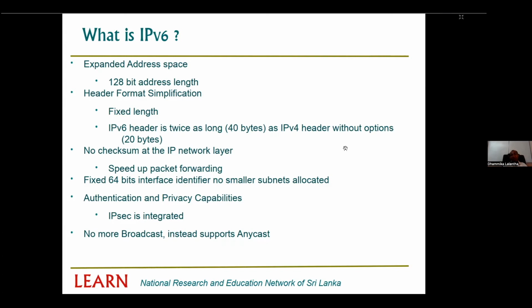So as a temporary solution, we were using network address translation to mitigate the IP address space shrinkage. But IPv6 is a permanent solution for that problem. It has a very large, 128-bit address length, so that it can accommodate a very large address space.